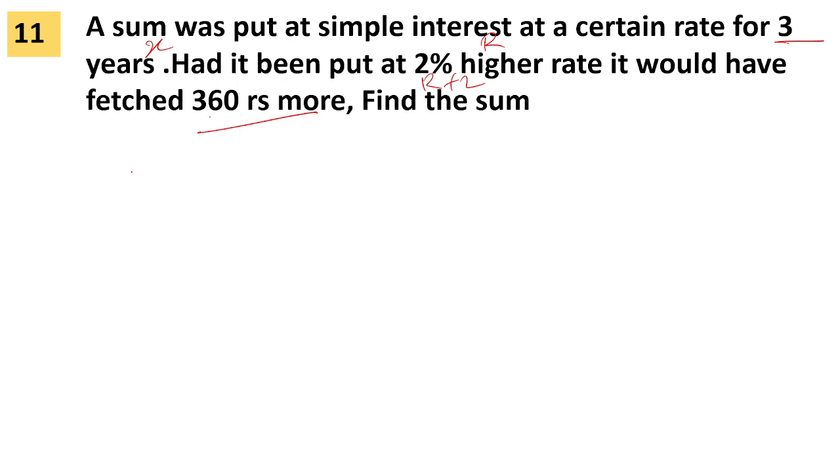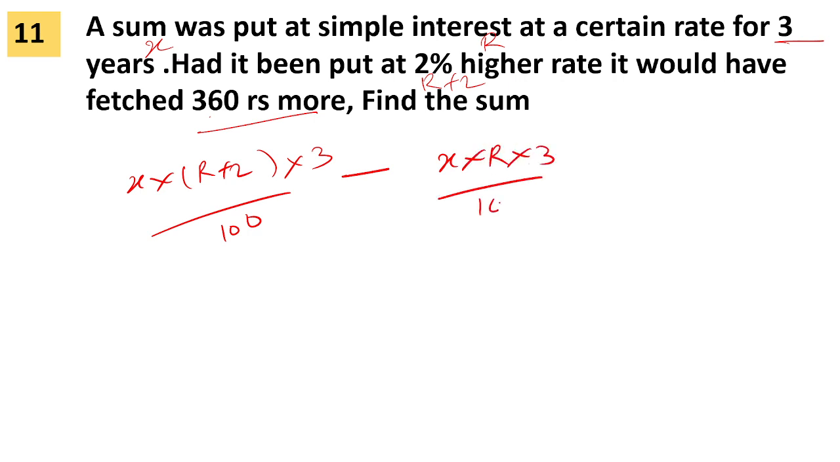First xrn will be first, the next condition we have to take x into the rate r plus 2 into how many years they are mentioning. Had it been put at a 2% higher rate, it would have fetched 360 rupees more, means that time will be the same, that is 3 years, divided by 100 minus the first condition, that is x into r into 3 by 100, equal to the difference, 360. I think you even got this.